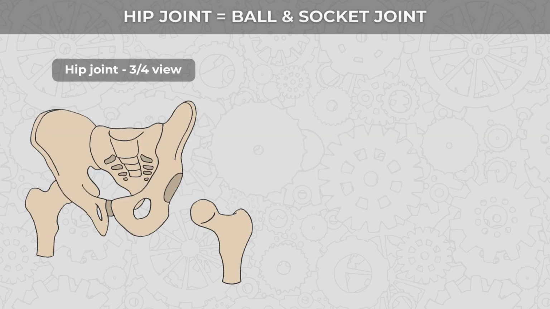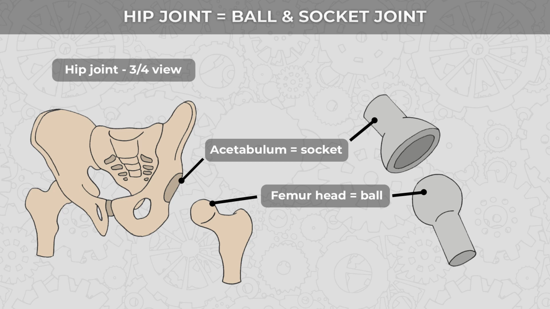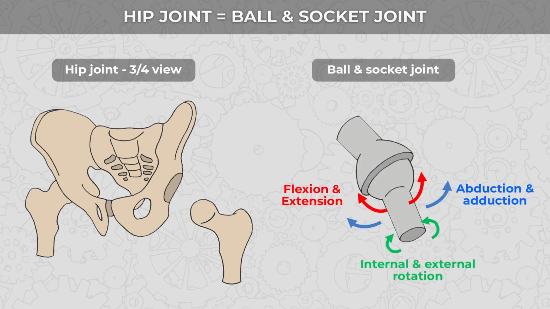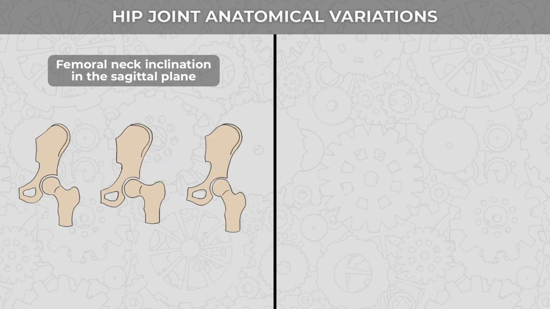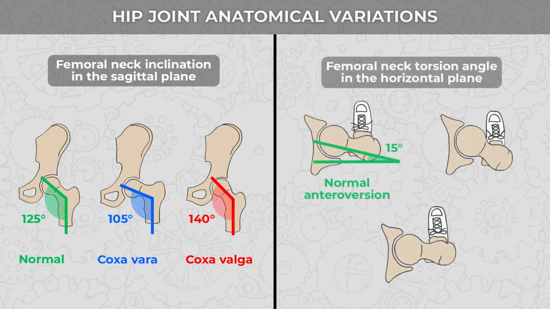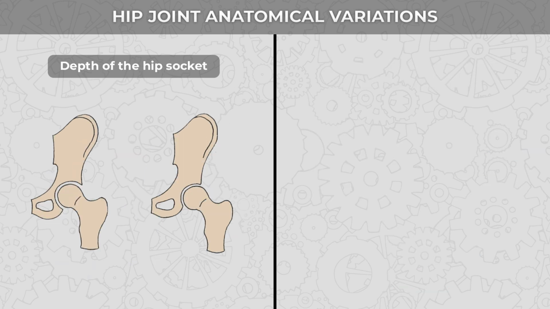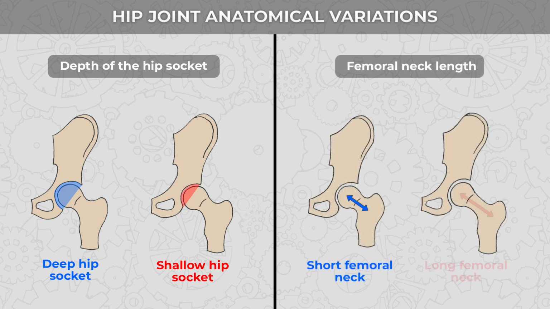The second unchangeable factor that can influence the ability to squat is the hip joint anatomy. The hip joint is a ball and socket joint. The basic composition of the joint is the same for all humans, but the geometry of the single parts can vary between individuals. There are variations in femoral neck inclination in both the sagittal plane and in the horizontal plane. There are variations also for the depth of the hip socket and the length of the femoral neck.